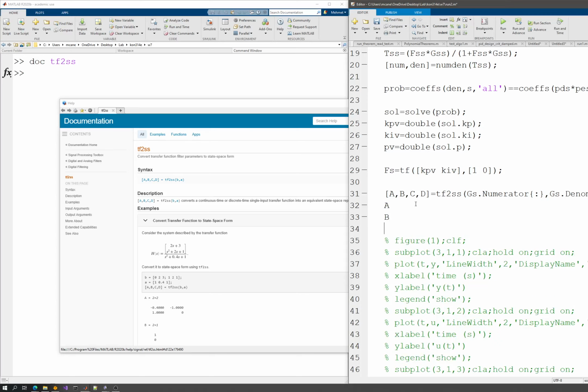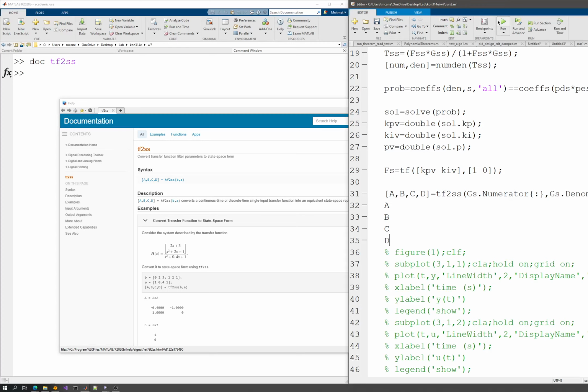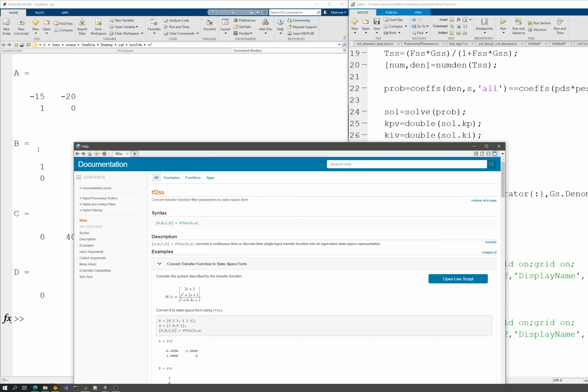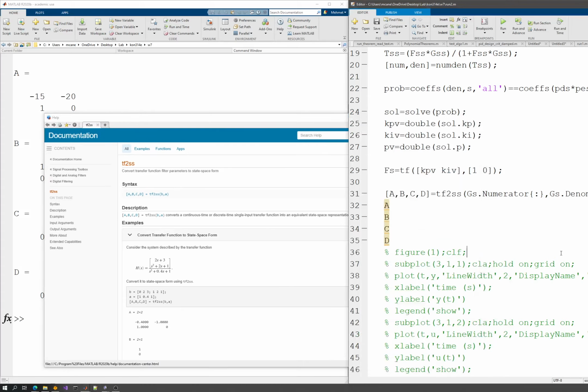Now at this point, let's look at what A, B, C, and D look like. And you can see that it is a 2 by 2 matrix here. So I will directly use these definitions. But I have to use the discrete version because I will not use any ODE solvers.